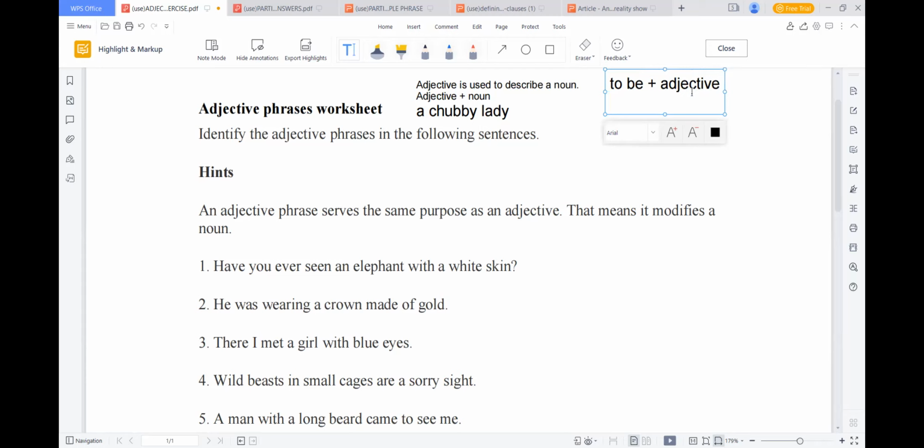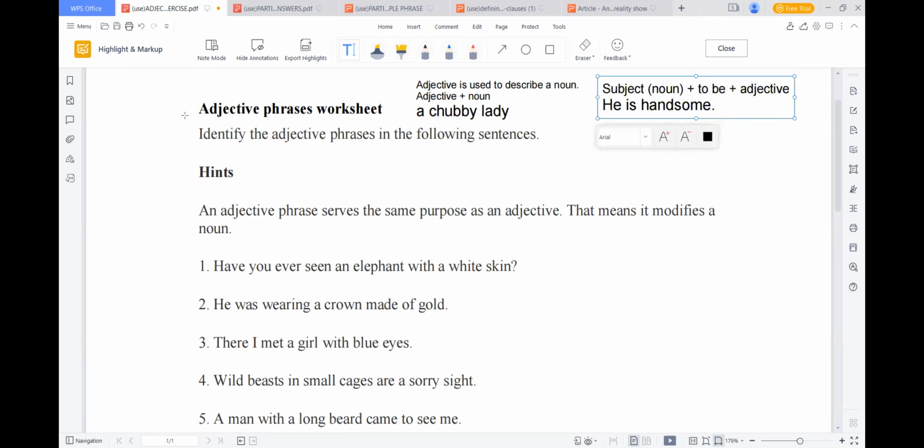For example, subject plus to be plus adjective. Subject is a noun. For example, he is handsome. Now he is a subject, is is a to be, to be in the present tense, and handsome is an adjective. So this part is understandable, right? Because this is the basic of basic.